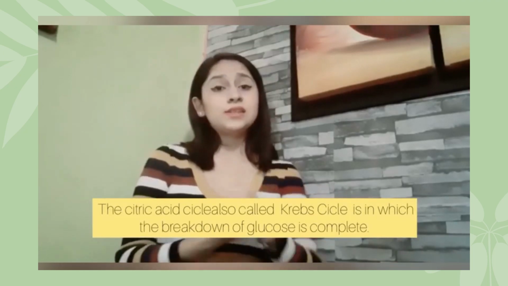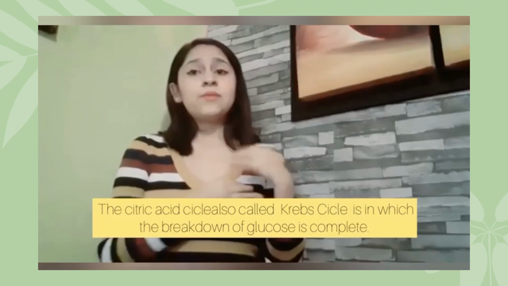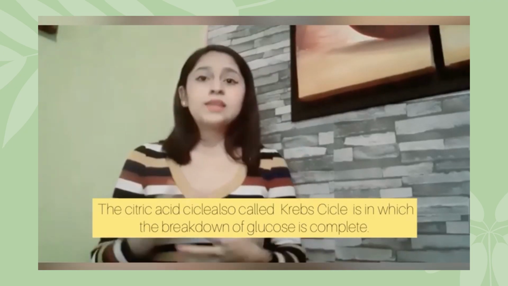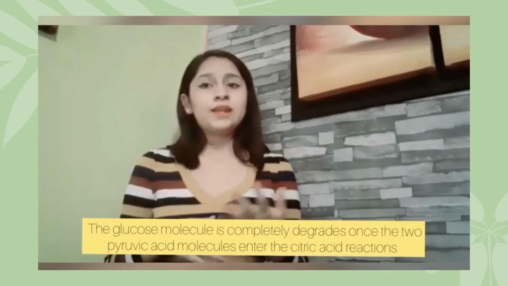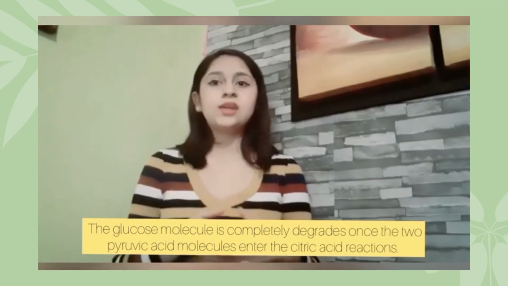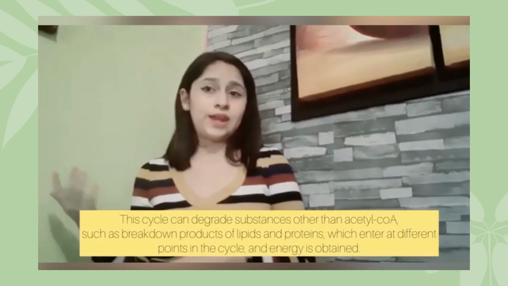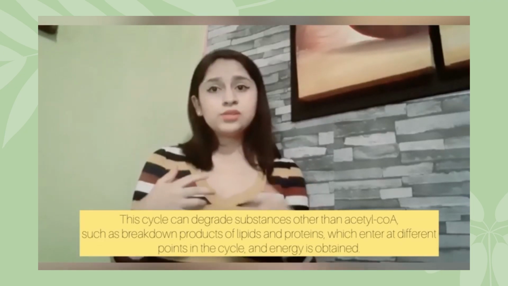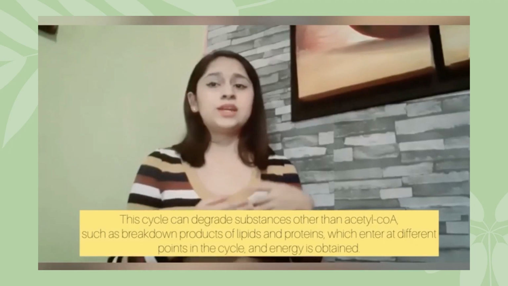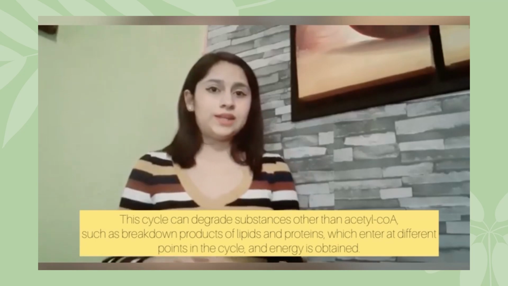The citric acid cycle, also called the Krebs cycle, is where the breakdown of glucose is completed. The glucose molecule is completely degraded, and the 2 pyruvic acid molecules enter the citric acid reactions. This cycle can degrade substances other than acetyl-CoA, such as breakdown products of lipids and proteins, which enter at different points on the cycle, and energy is obtained.